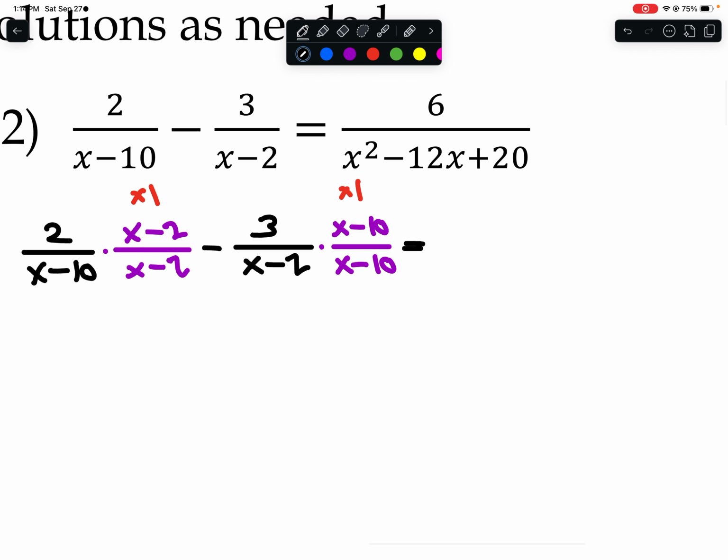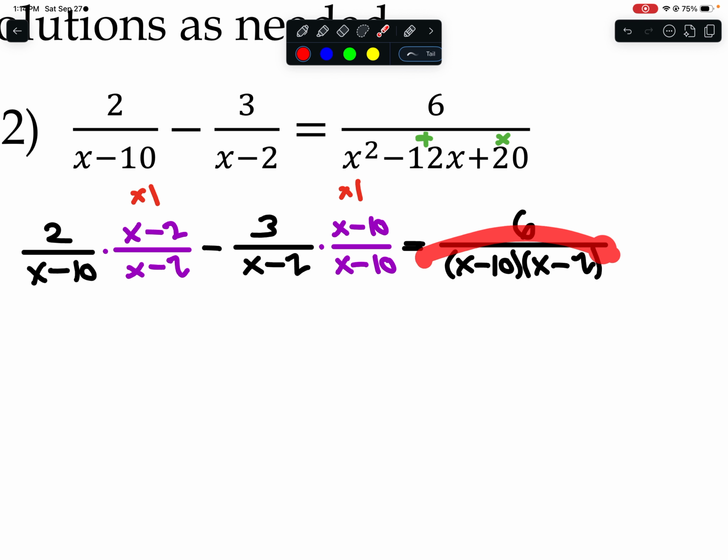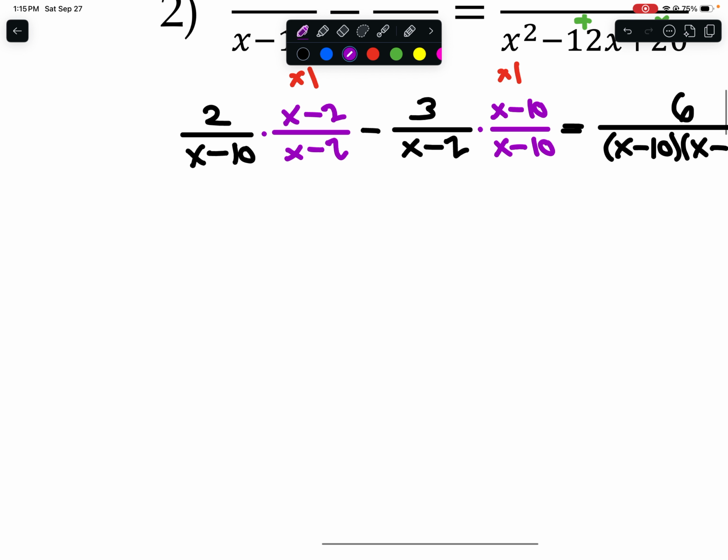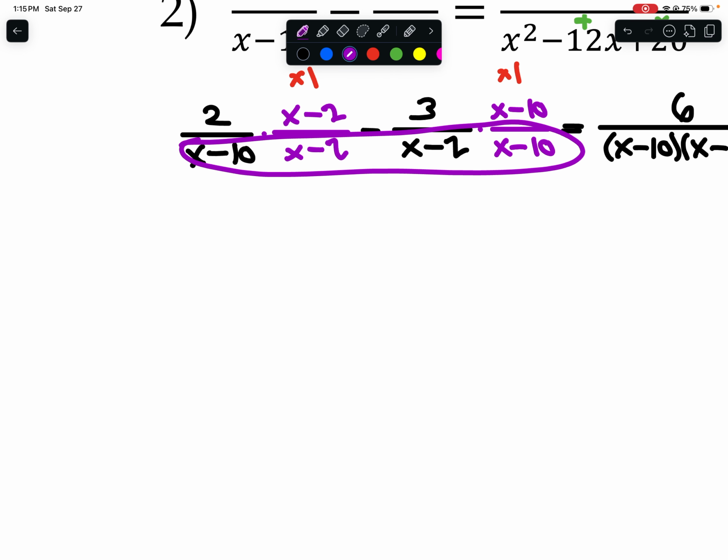And then that's going to equal whatever I have on the right side, which in this case I'm going to go ahead and factor. So factors of 20 that multiply to 20 and add to negative 12. Those factors would be x minus 10 and x minus 2, which, as a little coinky-dink, is what we have over here.